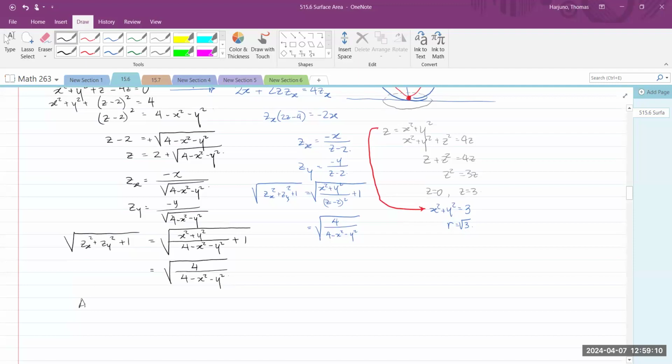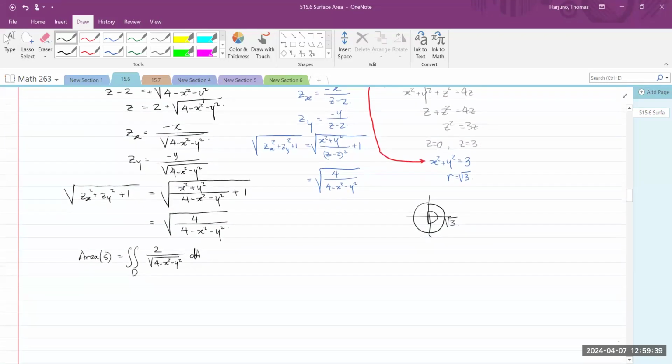Now let's go to the setup of the integral. Okay, so the surface area of S will be the double integral over domain D of 2 over square root of 4 minus x squared minus y squared dA. And you see that the domain looks like this with radius square root of 3. So it is easier to deal with that in polar, right? So integral from 0 to 2 pi, integral from 0 to square root of 3, 2 over square root of 4 minus r squared, r dr d theta.